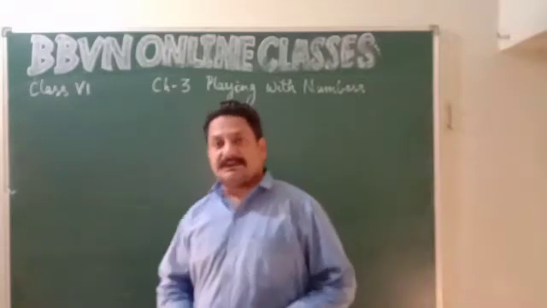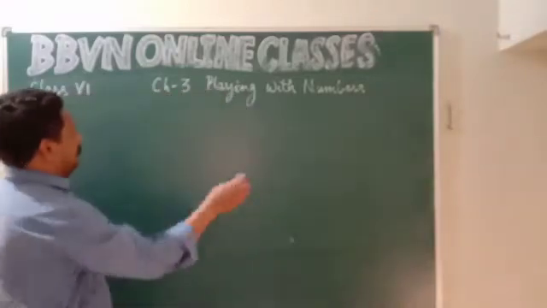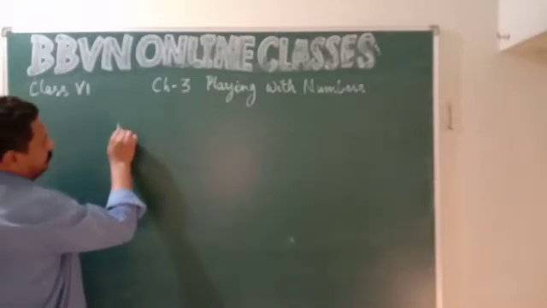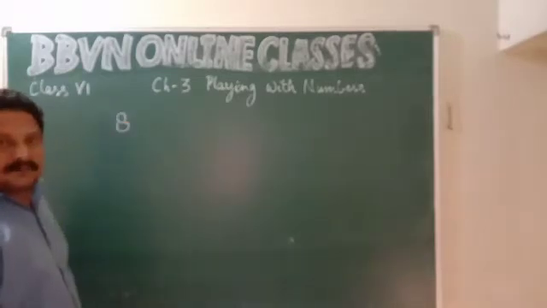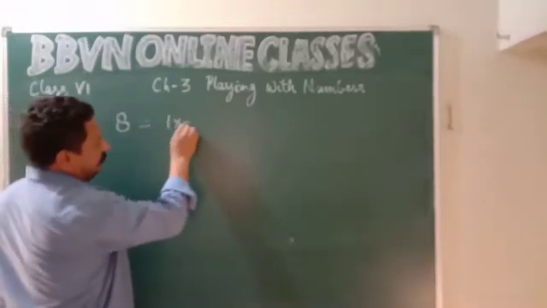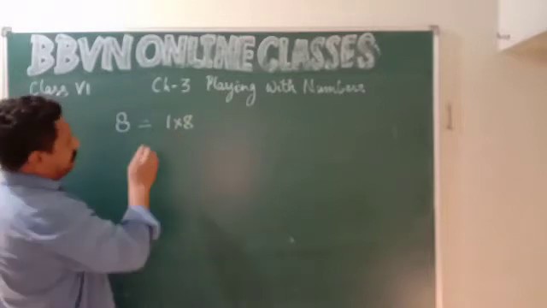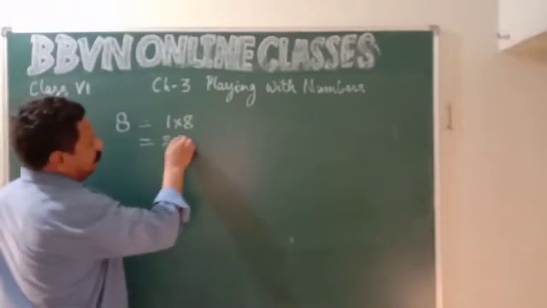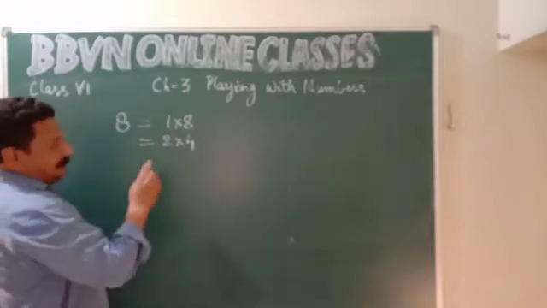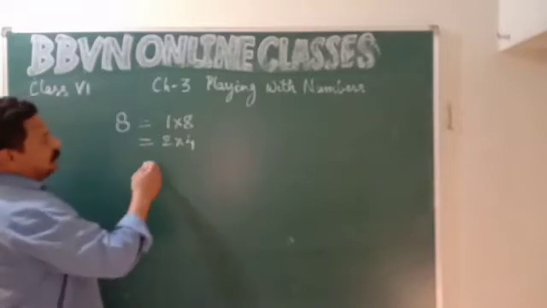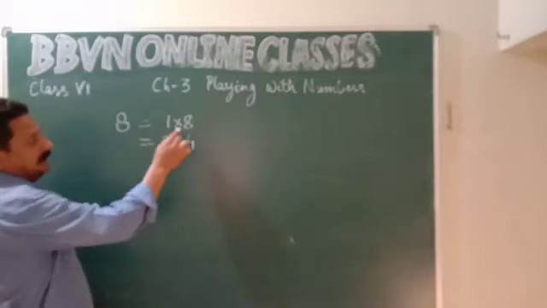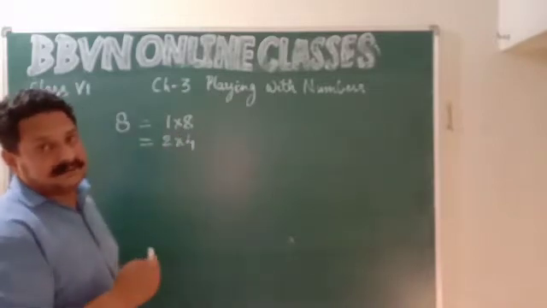First we'll see, for example, you have a number 8. So I can get 8 as 1 into 8, which is 8, and 2 into 4, which is 8. Got it? Agreed? Hope you know this. So I can say 1, 2, 4, 8, all these are factors of 8.